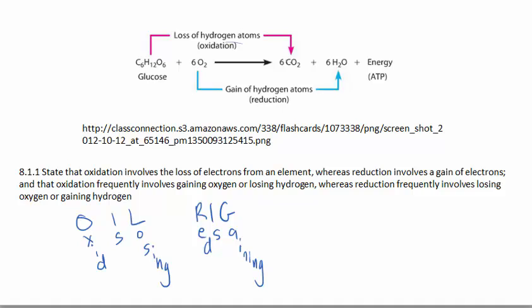These processes, when put together, they always have to go together. They're called redox. Reduction and oxidation together. When the electrons leave the glucose, they go into the water. Okay.